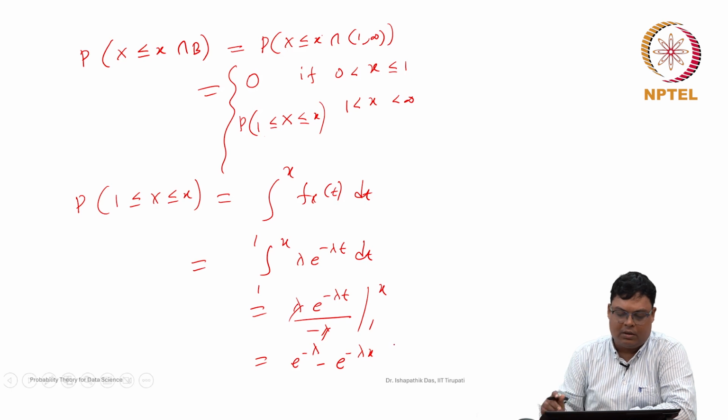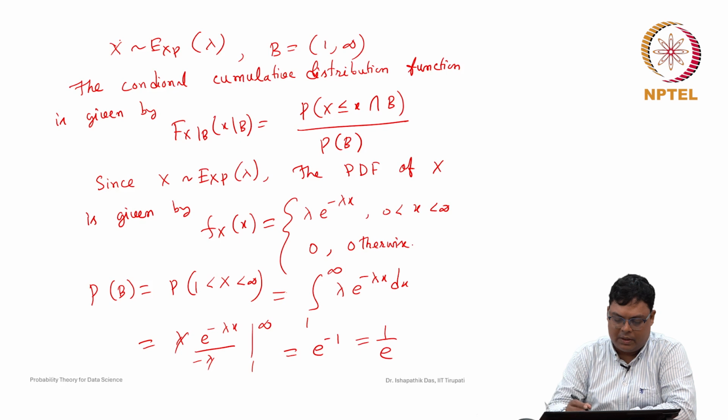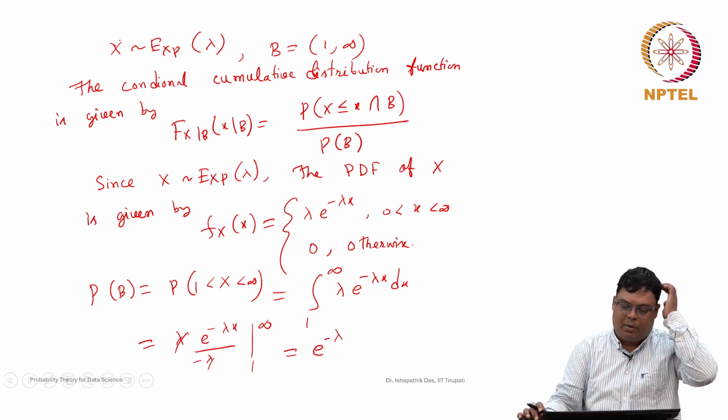So, this is the probability. I just remembered here I made a mistake. So, e to the power of minus lambda x by minus lambda: as x goes to infinity, this is 0, and as x goes to 1, it will be e to the power of minus lambda. So, this is e to the power of minus lambda. So, this is the probability of B.